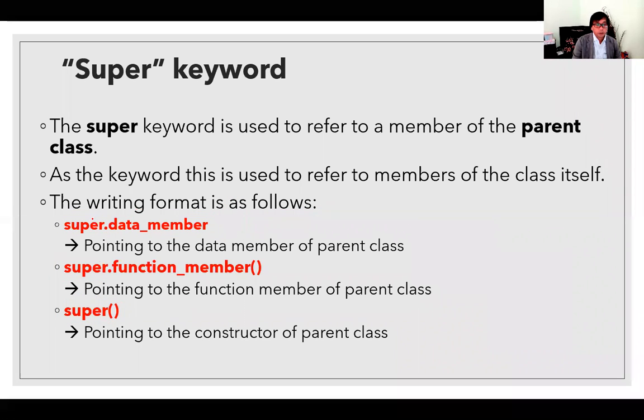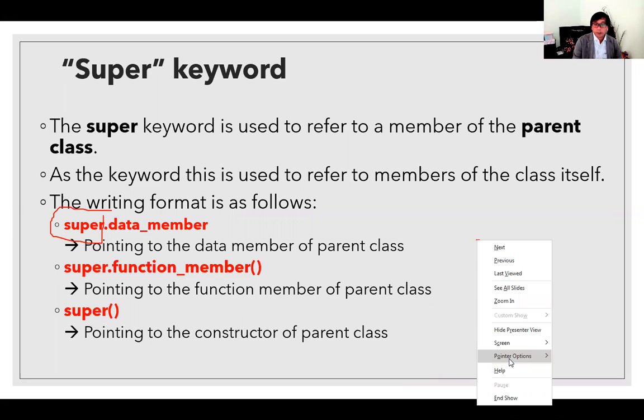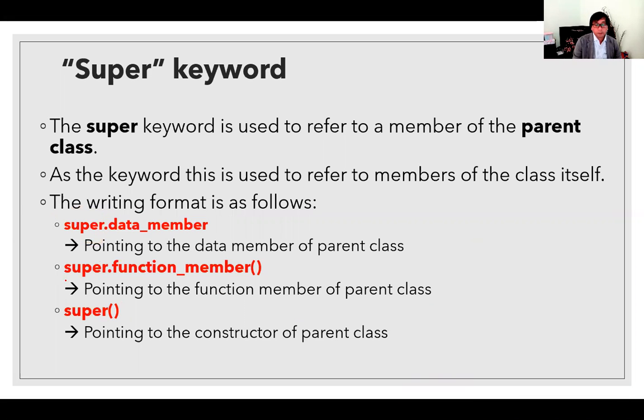When you want to access the attribute, you need to use super dot attribute name. If you want to access the function, you have to use super dot method name. And if you want to access the constructor of the parent class, then we need to use super, not the parent's class name.